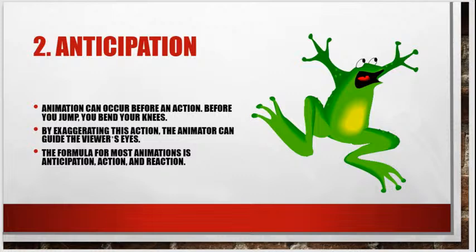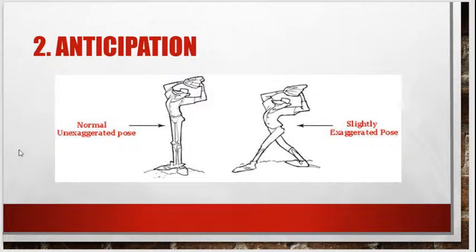Here we have a scene of a person. He's holding a ball. He's a baseball player and he's going to throw a ball now, but he's going to throw it without any anticipation. If he just throws the ball right after the scene starts, what will happen? It will not look good. It will look really bad.